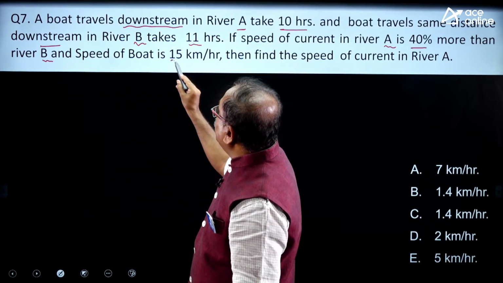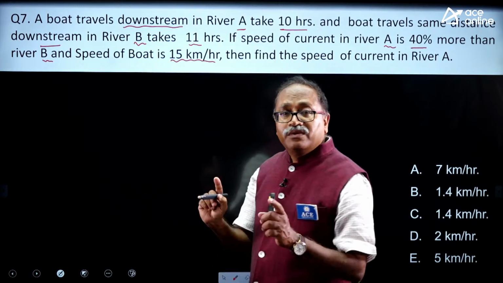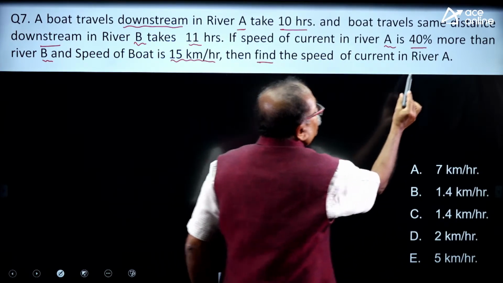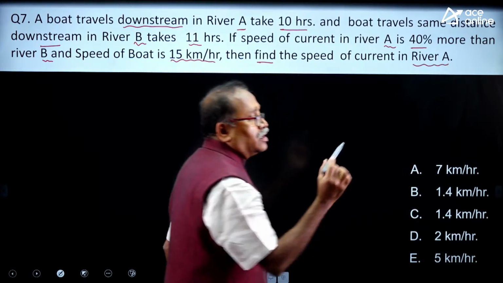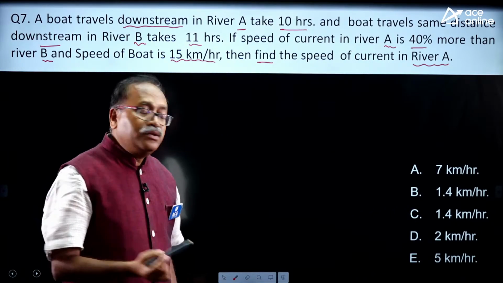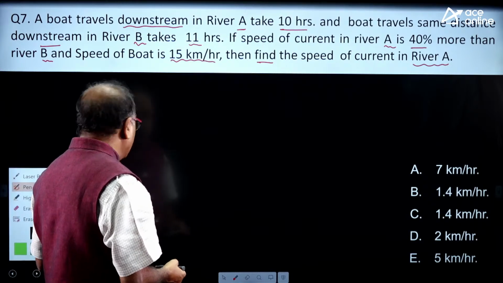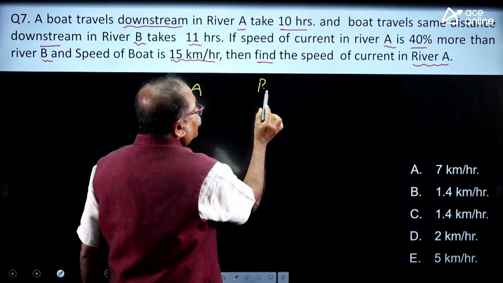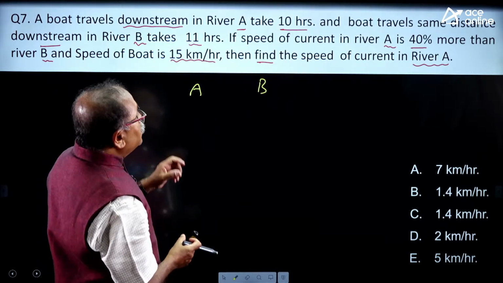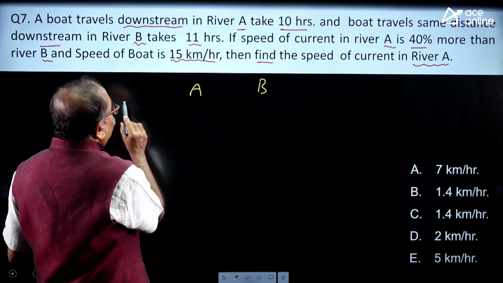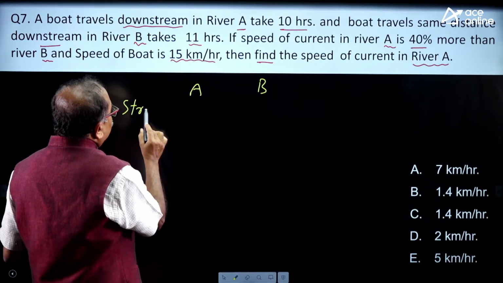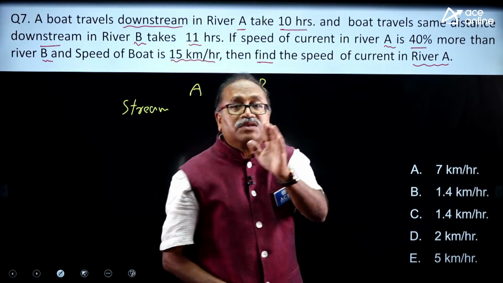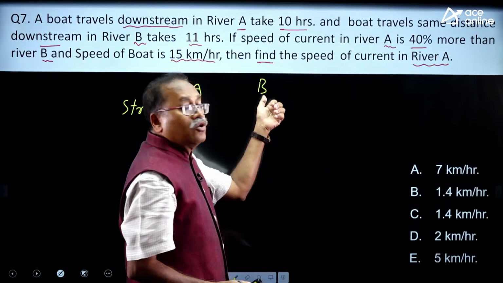Then the speed of the boat is 15 km per hour. We have the speed of the boat also. Then find what? The speed of current of river A. I'll give some start over here, and from there you can carry forward. So that is river A and river B. What is the speed of current? Speed of stream. Here it is said that river A is 40% more, that means 140% of B.